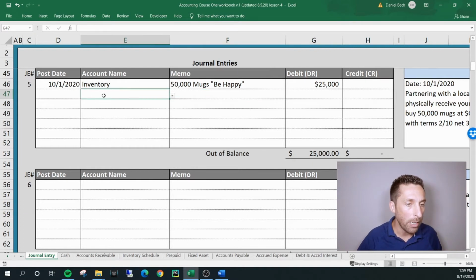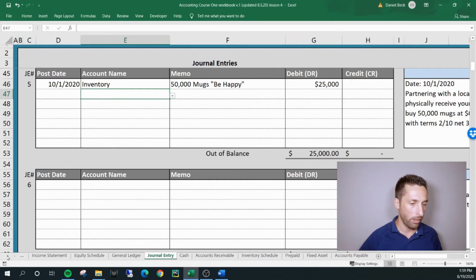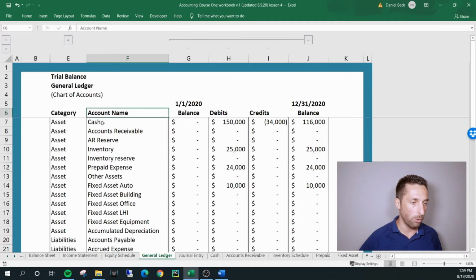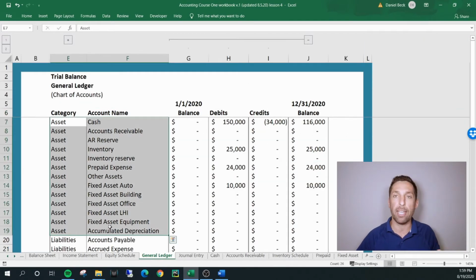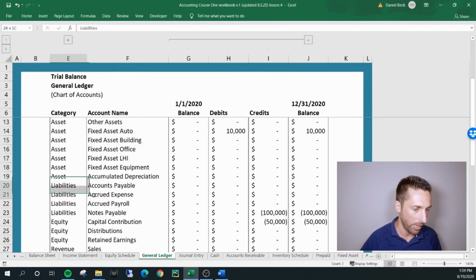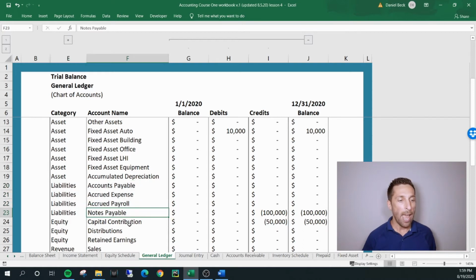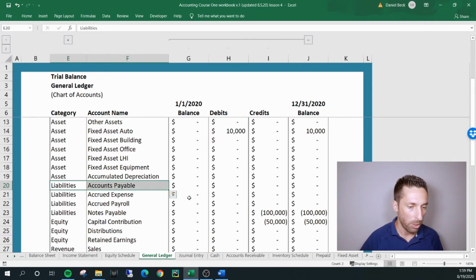So now we need to record the offset. And if we just look together at our general ledger tab, we have an asset, but we owe something. And anytime we owe something, we have what's called a liability. So let's take a look at the liability accounts that I've made available for this course. We have accounts payable, accrued expense, accrued payroll, and notes payable. So anytime you're dealing with inventory, probably 100% of the time, it's always going to be categorized as an accounts payable. So we're going to use this accounts payable account.